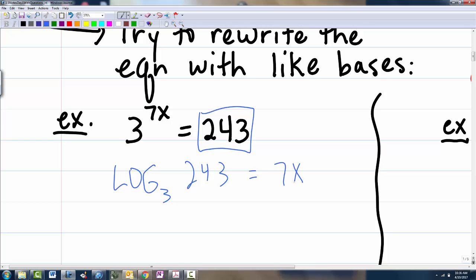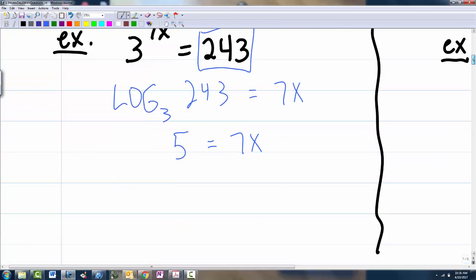And you look at maybe the answers, and it's just numbers. It's not a log answer. So, okay. Well, you just said it. 3 to what power equals 243? The answer is 5. So in one way, shape, or form, you got to know that without a calculator.